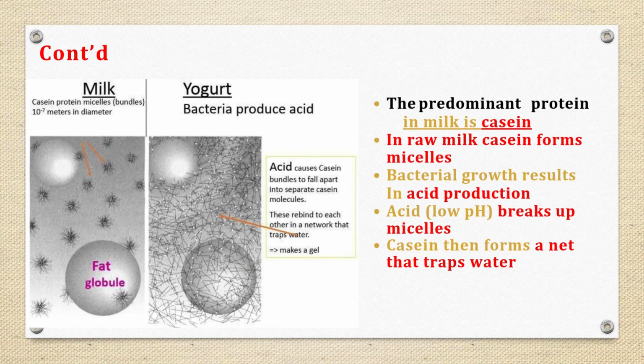The predominant protein in milk is casein. In raw milk, casein forms structures called micelles. As the bacteria grow, they produce acid. This acid, which lowers the pH, breaks up the micelles. The casein proteins then come together to form a three-dimensional net that traps water and fat, creating the solid yet soft structure of yogurt. Now let's explore the different types of yogurt you might encounter.